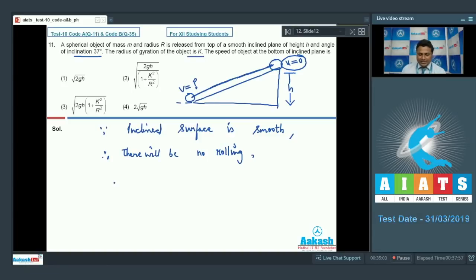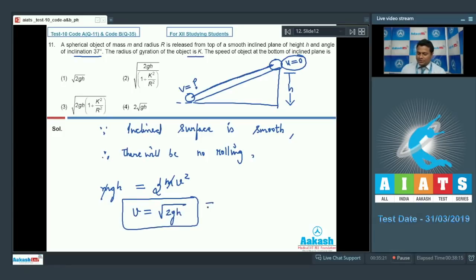The total mechanical energy at the top will be mgh only, equals the total mechanical energy at the bottom, that is half mv square, where v is the speed at the bottom. Cancel out and we can write the speed at the bottom equals under root 2gh. So after looking at the options, we can say that option number 1 is absolutely correct and we will go with option number 1. Now let us proceed to the next question, that is question number 12.